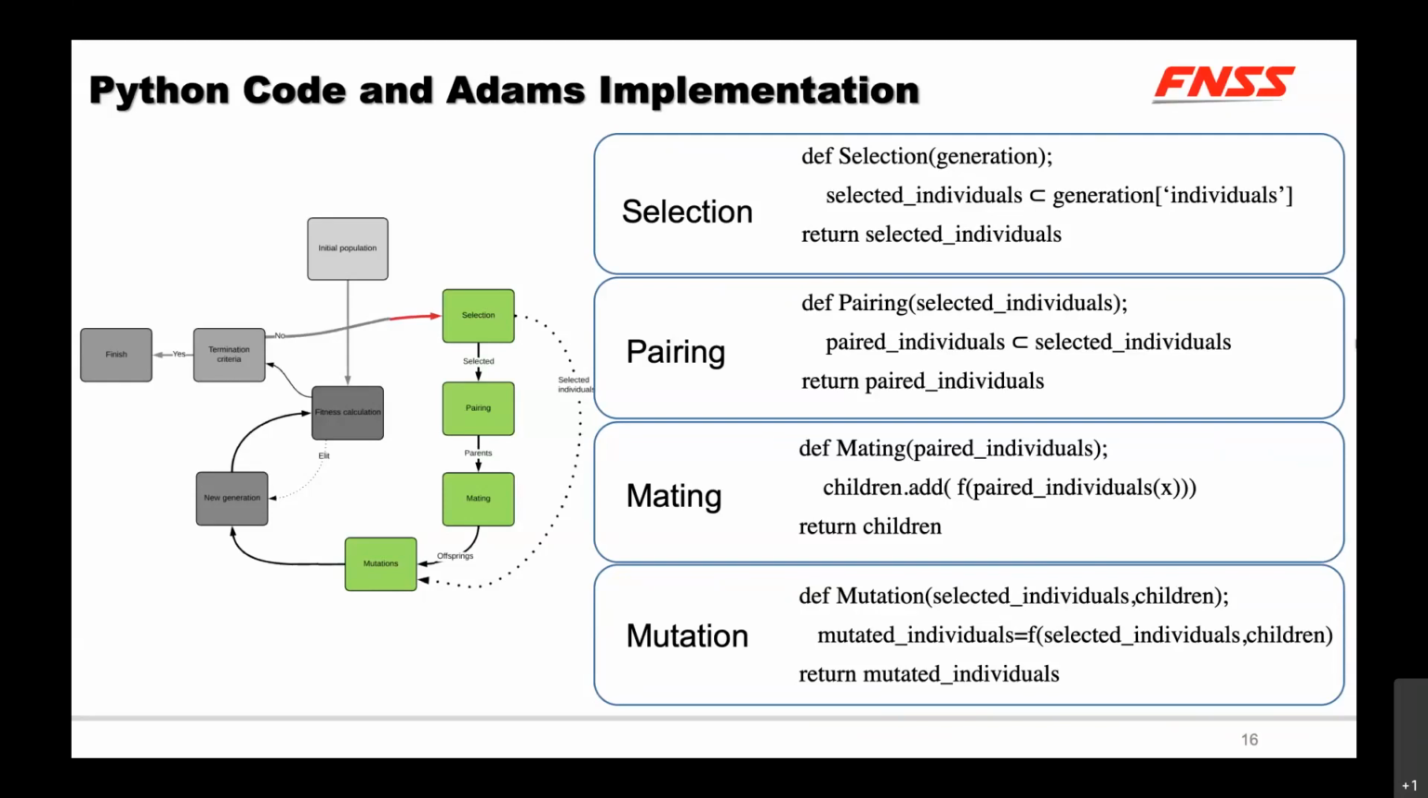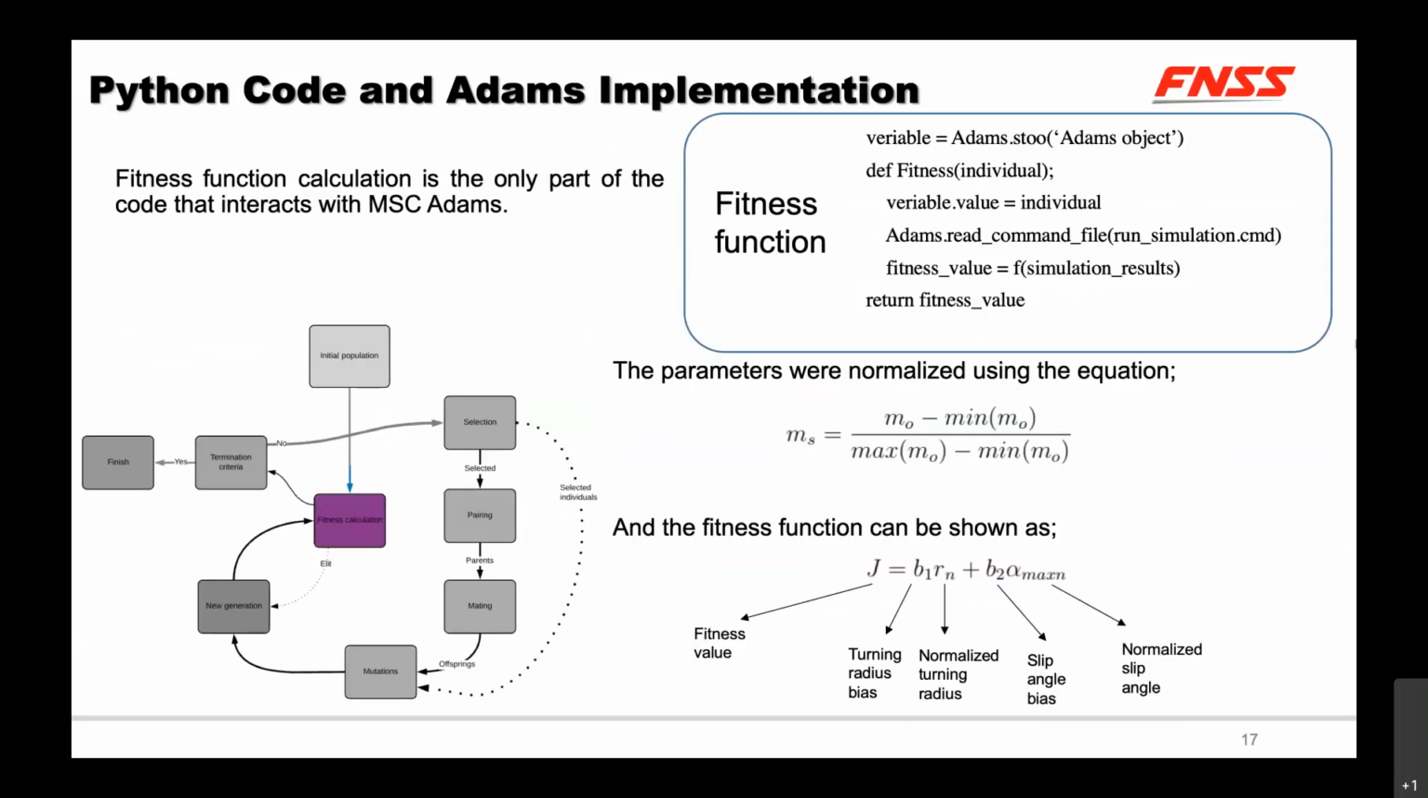After that, we have our fitness function. Here, we create a Python variable that we attach to an Adams object. And then in the fitness function, we change the variable with our individual. And then we call an Adams command file to run the simulation and output the results. And then we calculate the fitness function from the simulation results.